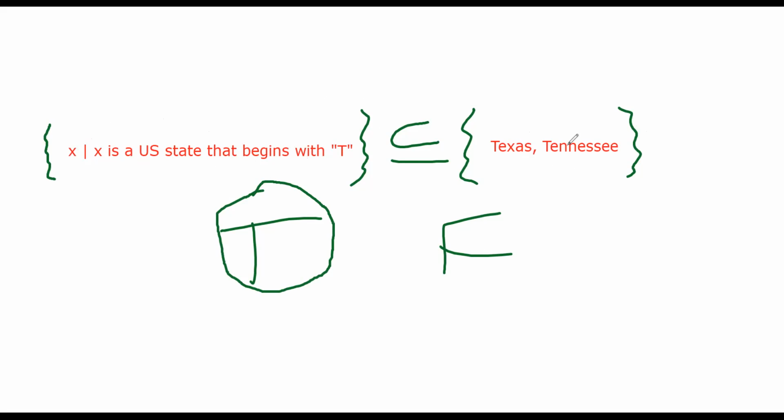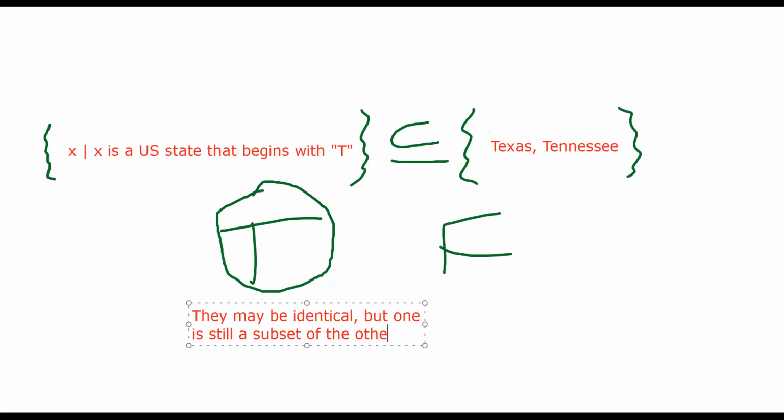How many of you see a problem there, though? Or maybe you see a potential issue. What's the issue? Aren't they the exact same set? They're the exact same set. This is the set containing Texas and Tennessee. This is the set containing Texas and Tennessee, isn't it? They're exactly identical, aren't they? There are two different ways of expressing the same thing. So here's a hint. They may be identical, but one is still a subset of the other by the strict definition of subset.